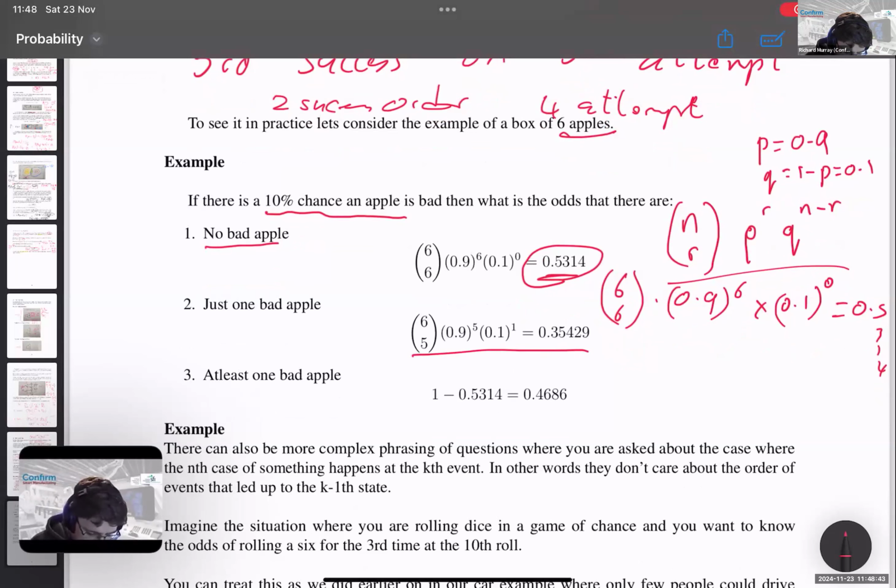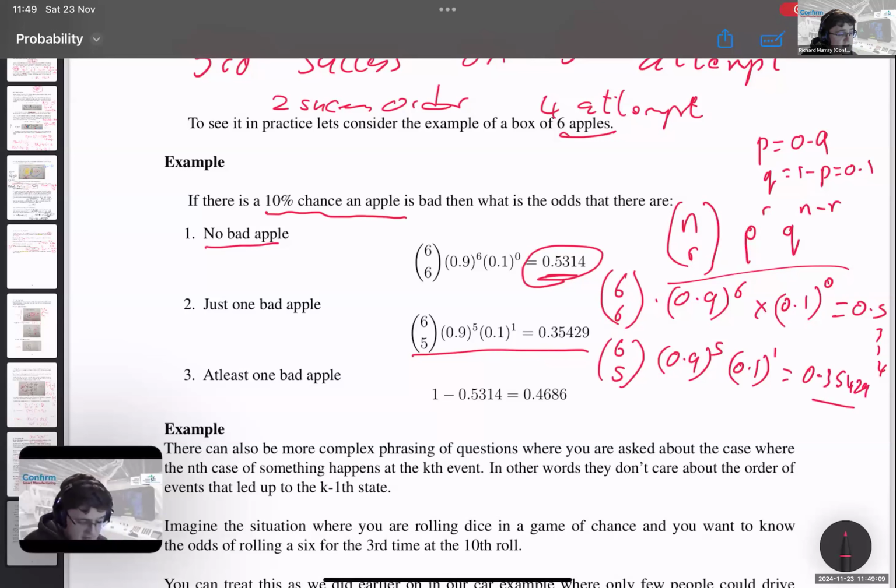So we can see here that we don't mind if it's the first apple we've counted or the last apple we've counted. We're just wondering if there is at least one bad apple. We can do 6 choose 5, again from this formula, times 0.9 to the power of 5, so we're only counting 5 successes, times the probability of one failure, 0.1 to the power of 1, which is equal to 0.35429. So that is the case that there's only one bad apple.